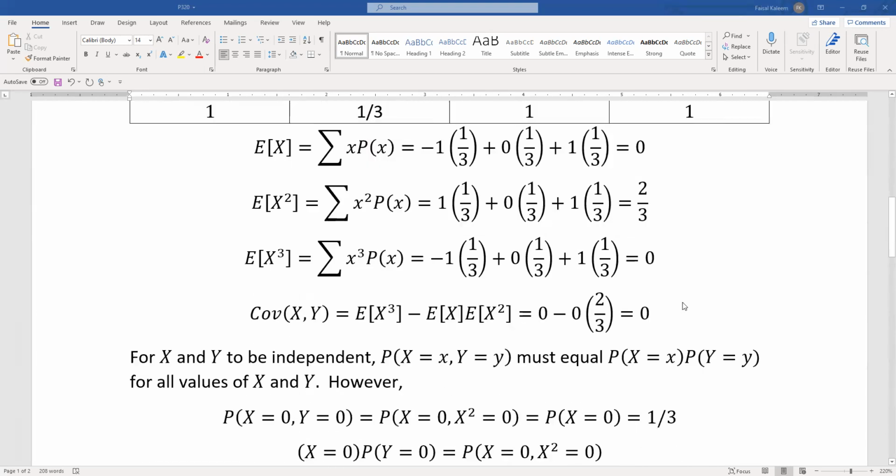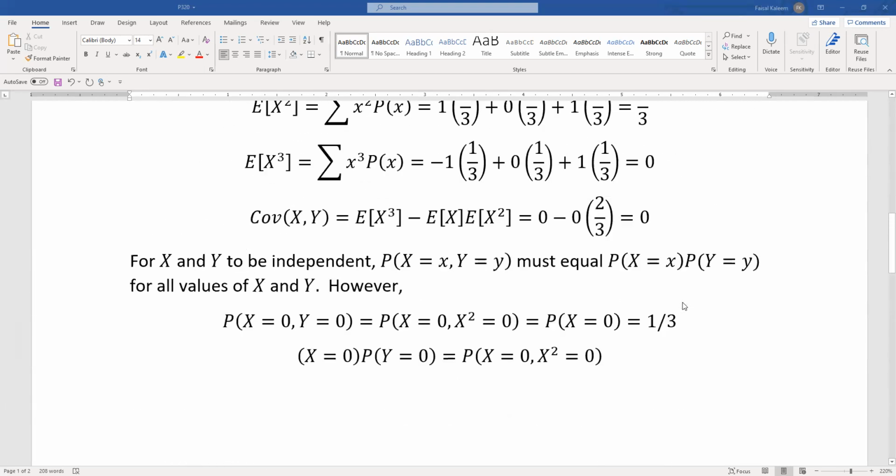The basic definition of independence is that for x and y to be independent, we must have probability x equals x, y equals y equal to probability x equals x times probability y equals y, for all x and y. However, here we will demonstrate that that's not the case. So take the case when x is 0 and y is 0. Let's first calculate the probability x equal to 0, y equal to 0.